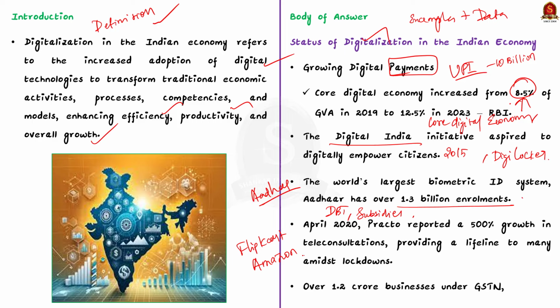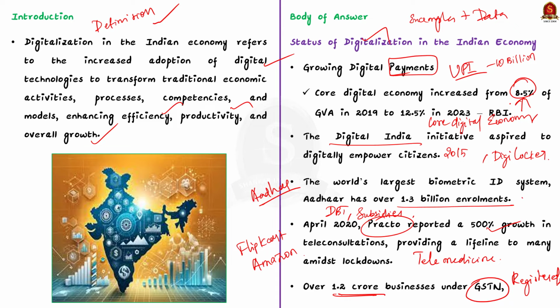We can also talk about telemedicine. The pandemic made in-person medical consultations challenging, paving the way for platforms like Practo and DocOn, which witnessed a surge. By April 2020, Practo reported a 500% growth in teleconsultations, providing a lifeline to many amidst lockdowns. Then we can discuss GSTN. The introduction of the GSTN network simplified the indirect tax system, providing a unified platform for taxpayers. Over 1.2 crore businesses are registered under GSTN, making tax compliance more structured and transparent.